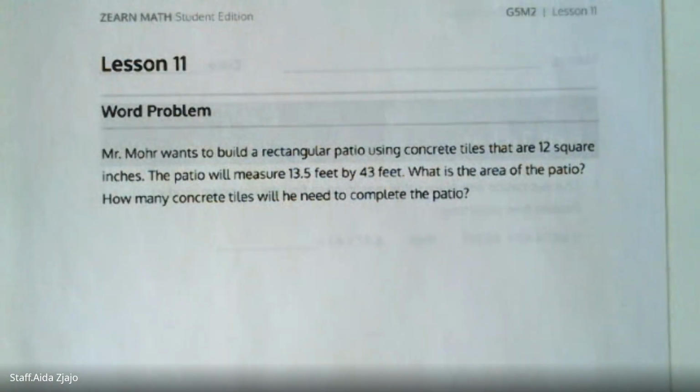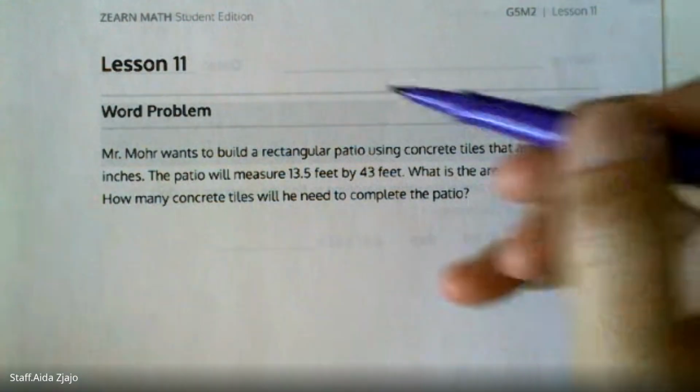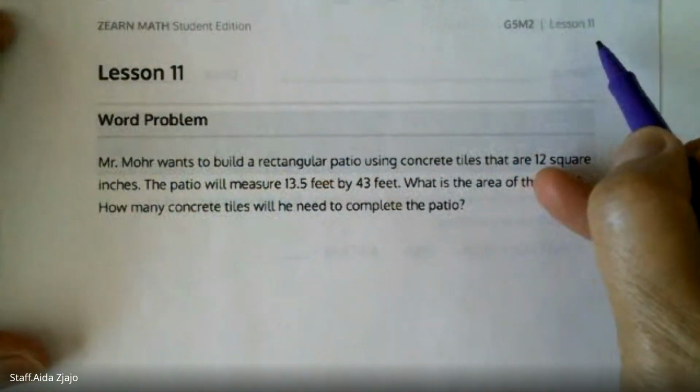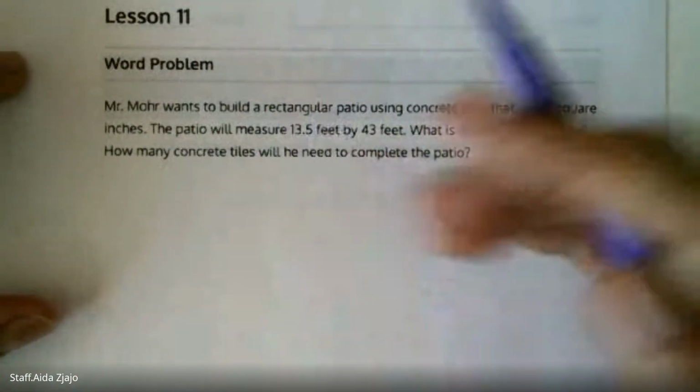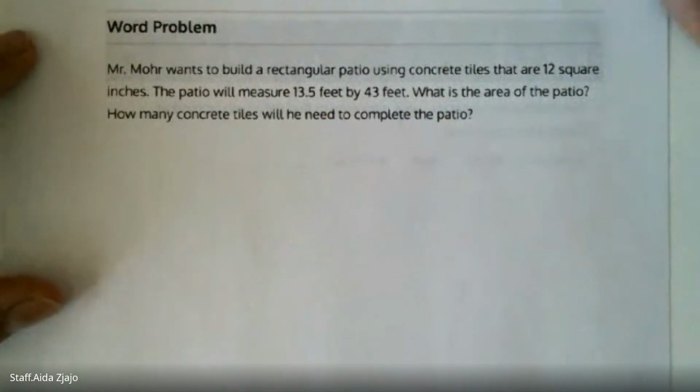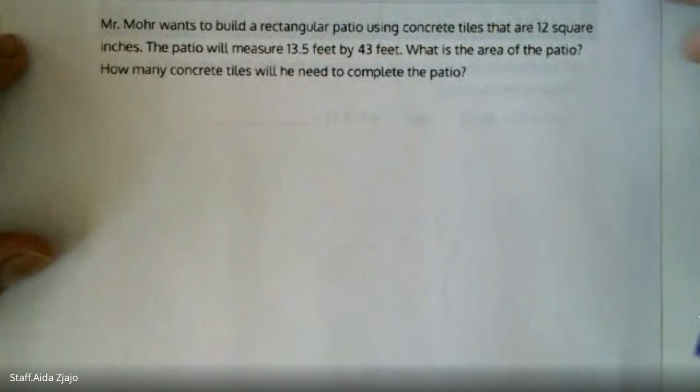Hello, it's Mrs. Z. It's a word problem. It's grade 5, mission 2, lesson 11. All right, so let's see what this is.